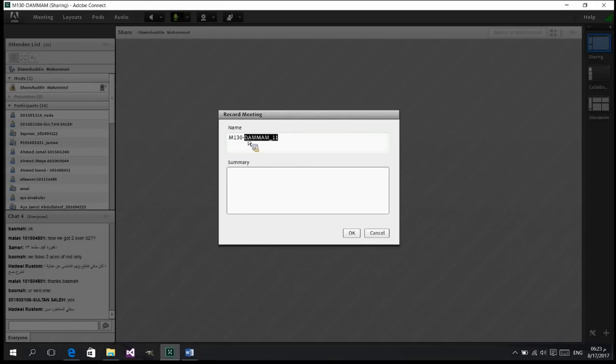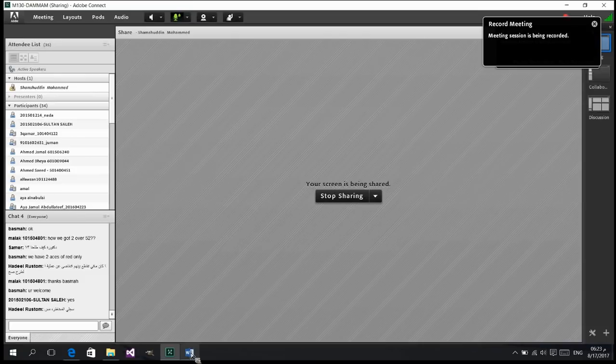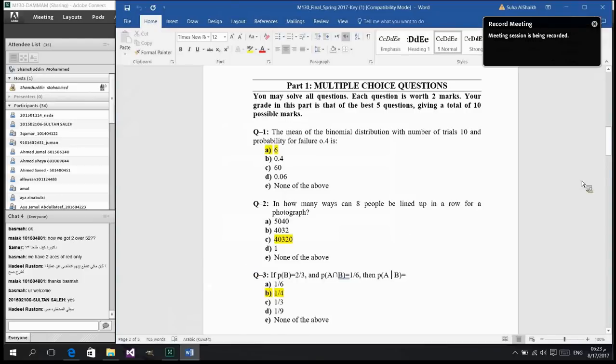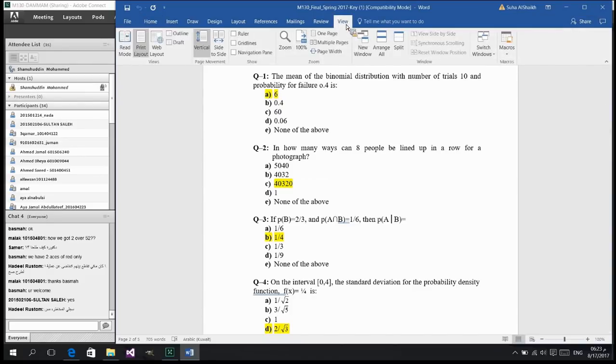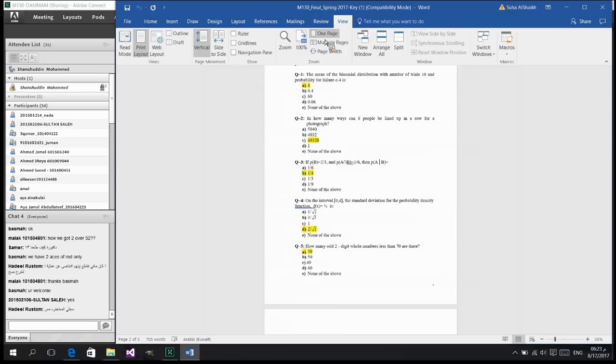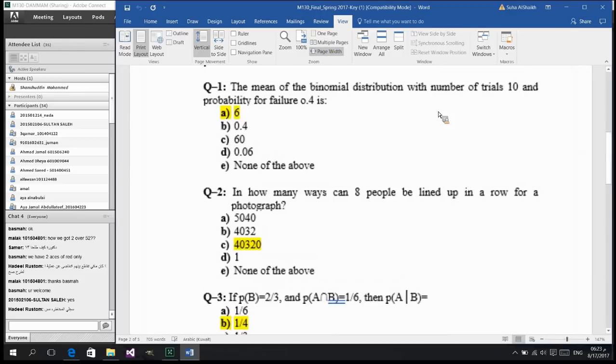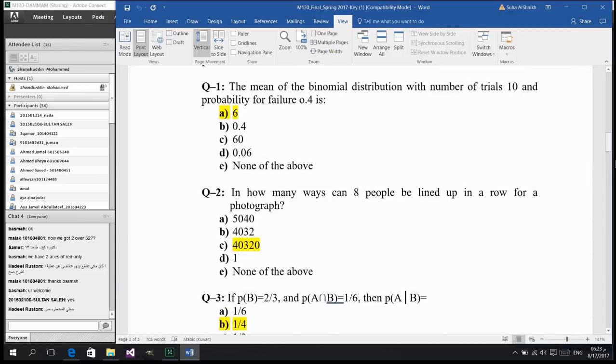This is the final revision. This is the latest final that we have. I'm gonna do the questions one by one, and if you have any question regarding the part that I'm doing, just stop me. Now here in question 1, they are asking the mean of binomial distribution.